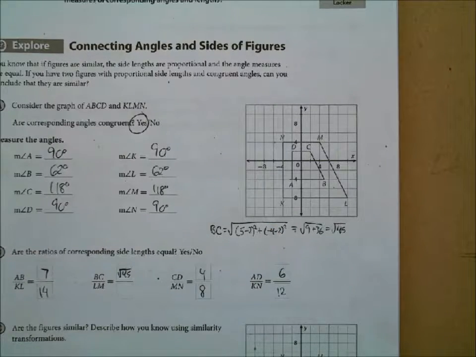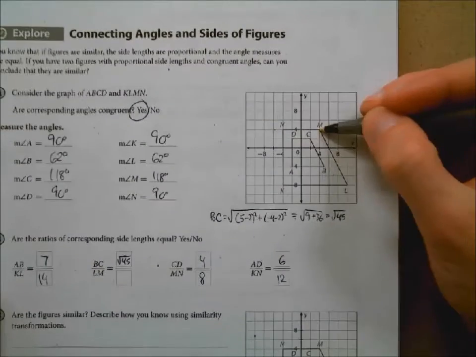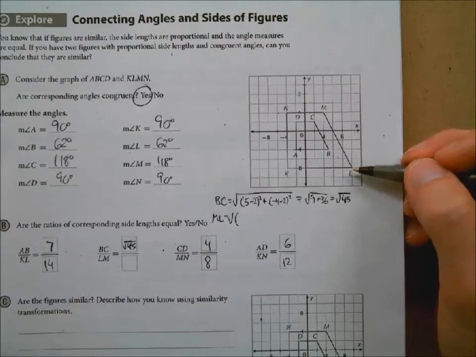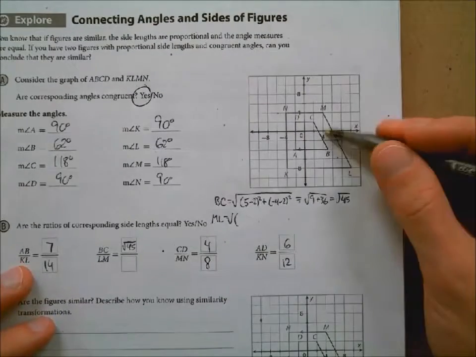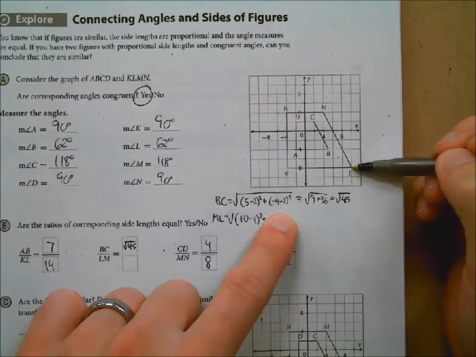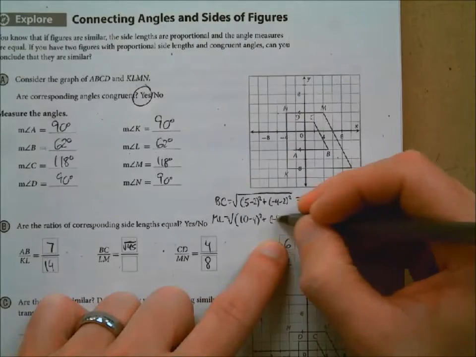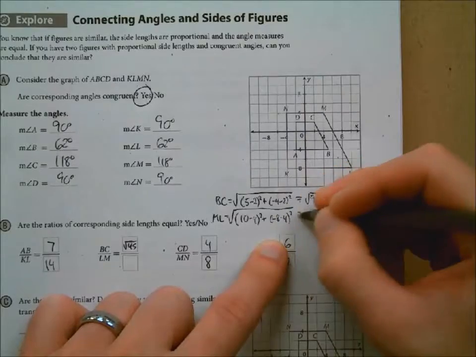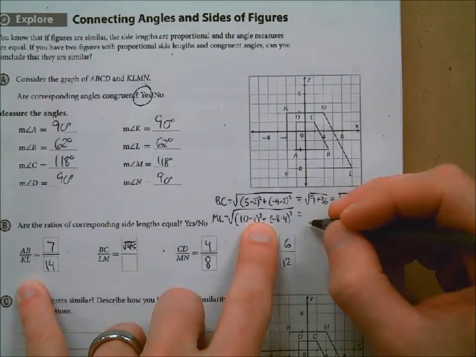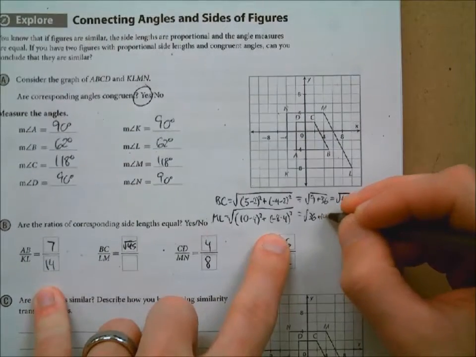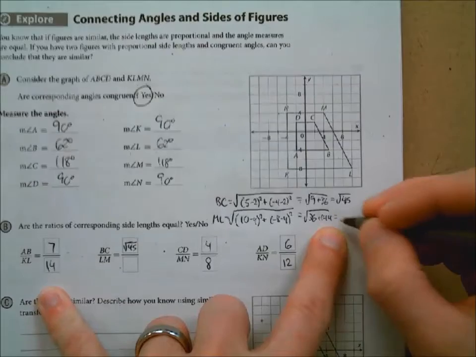Okay. And let's also go ahead and just take care of ML. So I'll do ML as well. So M to L, we'll do that length. So that's going to be the square root. Let's see here. So again, we'll subtract the x coordinate. So L's x coordinate is 10, M's is 4, so it'll be 10 minus 4 squared plus, and the y coordinates will be negative 8 minus 4 quantity squared. Okay, so 10 minus 4 squared is 6, squared is 36. Negative 8 minus 4 is negative 12, squared will be 144. So 36 and 144, it's going to be 180.